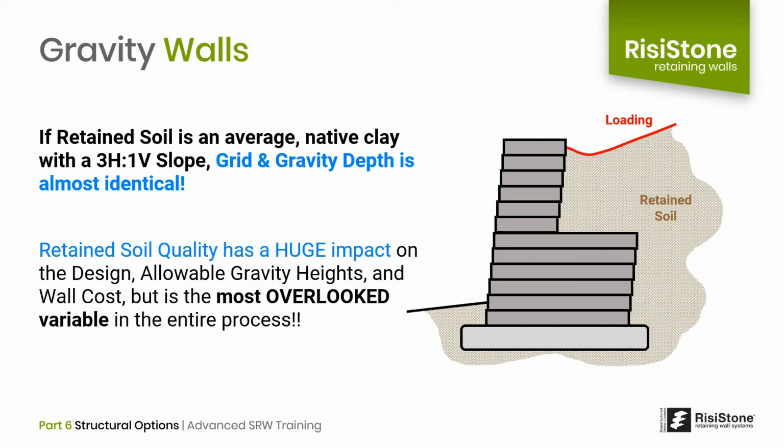retaining, the difference between the depth required for a geogrid wall is almost the same as the depth required for a gravity wall. The frustrating part from a design point of view is that the quality of the retained soil, or the internal angle of friction that we discussed earlier, is often estimated because of a lack of proper information.